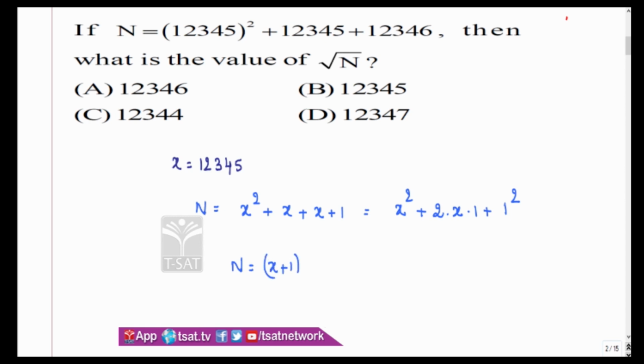Now what is being asked in the question? He is asking for the root of n. You get x + 1 here. Now what is x? 12345 is x. Then what is 12345 plus 1? It's 12346. So if you know the formula (a+b)² and how to apply it, then by looking at it you can say it is actually in the form of (x+1)². Therefore your answer is x + 1, where x is 12345.